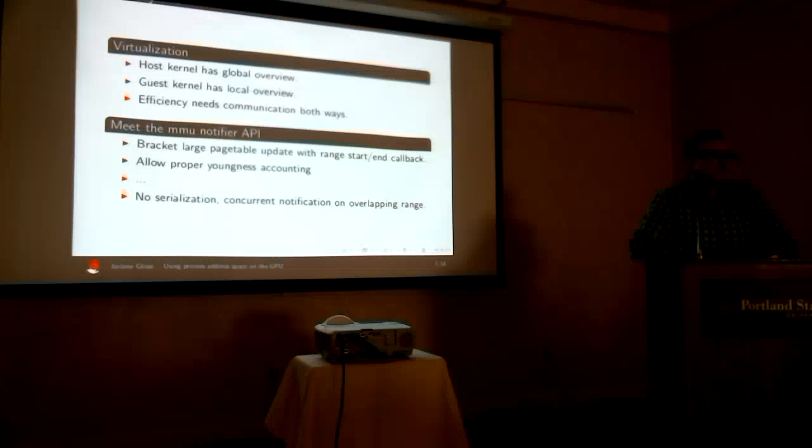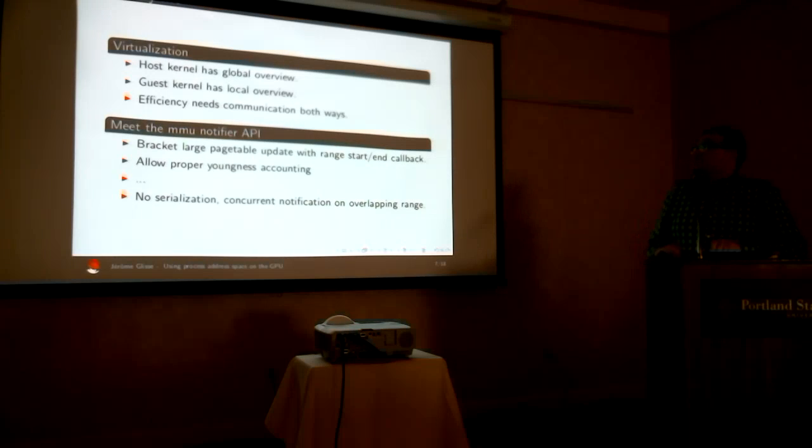It's basically a very simple API that brackets any kind of change you do to the process page table. You can register a callback, and whenever there is a change to the page table, you get this callback that tells you, hey, I'm about to change the page table. You don't know exactly what's going to happen, but you have a small clue that something is going to happen. It also allows you to do proper uniqueness, dirtiness and accounting. It's mostly for staying coherent with the Linux assumptions. But again, this API does not enforce serialization. At any point in time, there can be several notifications on overlapping ranges of memory.